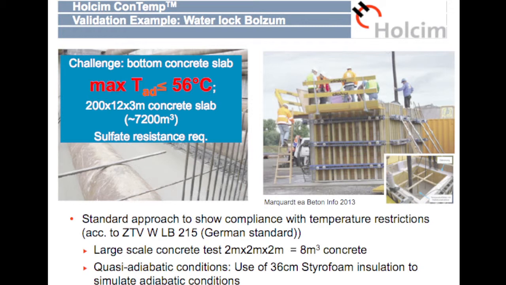In 2008, they were constructing a big waterlock in Germany, and there they had the challenge of concreting a slab. It was about 200 meters long, 12 meters wide, and 3 meters thick. And the maximum adiabatic temperature in the core of the concrete should not exceed 56 degrees C. This comes from a German standard.